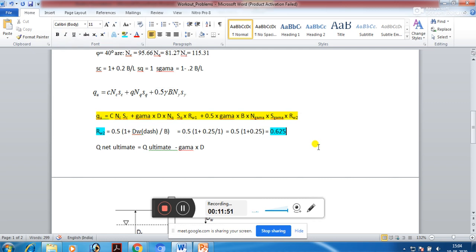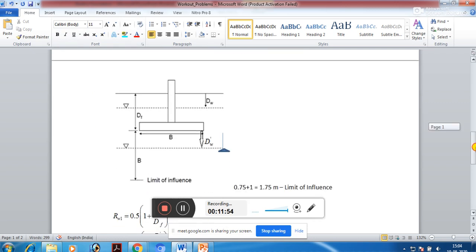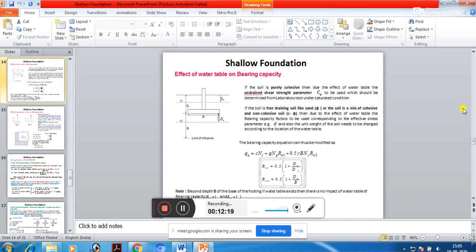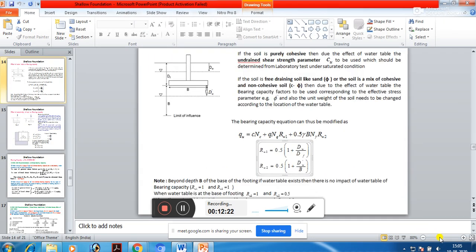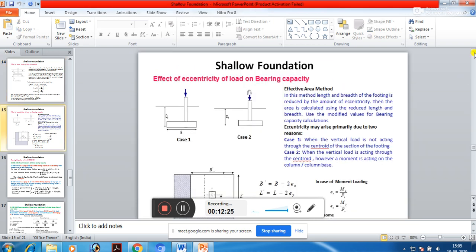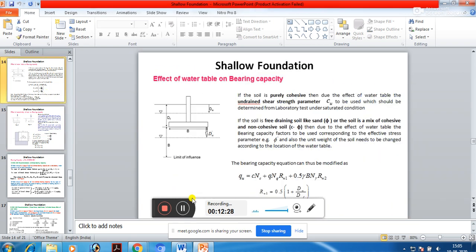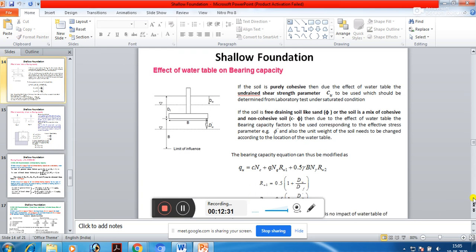Now you tell me what will be the value of RW1 in this case? Where is the water table located? The water table is located over here, right? So will there be any impact on this portion of the soil up to the depth of the footing? Will there be any impact of the water table? You should remember these things very clearly. See what we have discussed yesterday. If you remember this point, where is that?